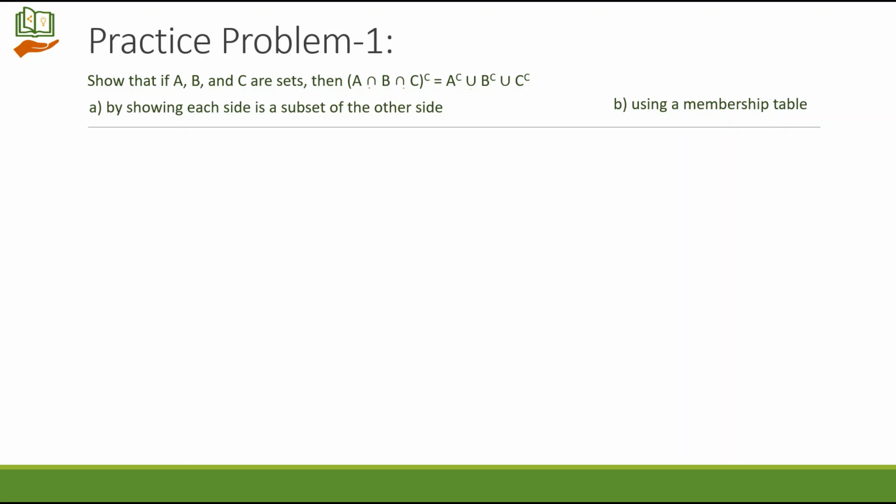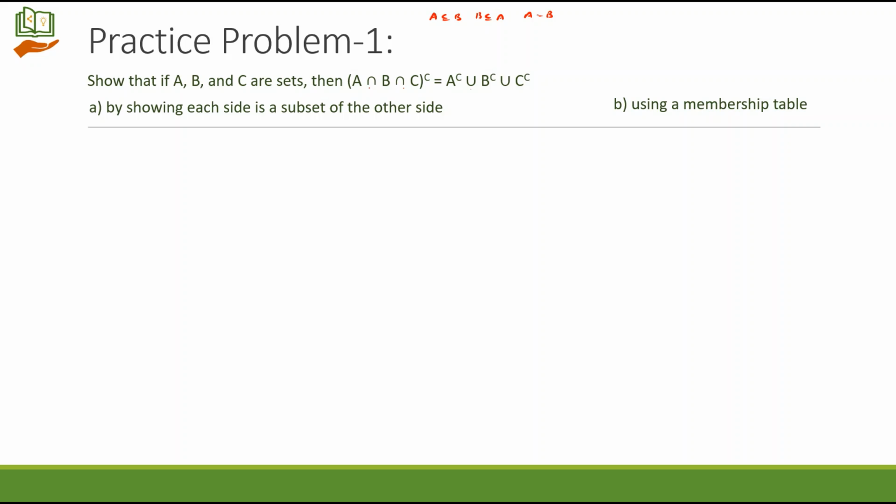We have to prove it in 2 ways. The first way is by showing each side is a subset of the other. What do you mean by one side being a subset of the other? We have seen in the previous video, A is a subset of B and B is a subset of A means A and B are equal. By saying that each side is a subset of the other side, we can say that both sides are equal. And the second way is to use a membership table.